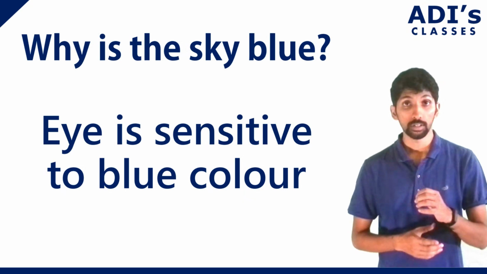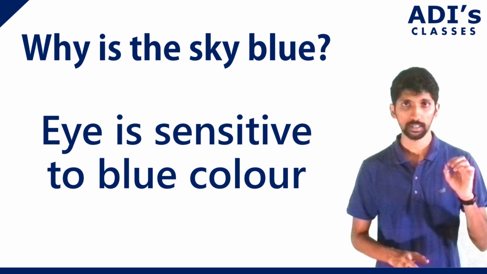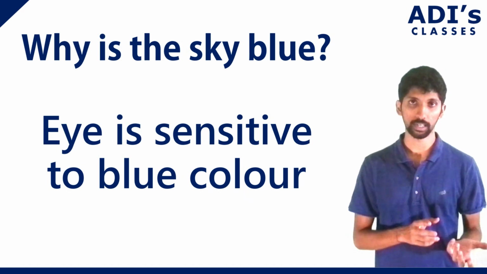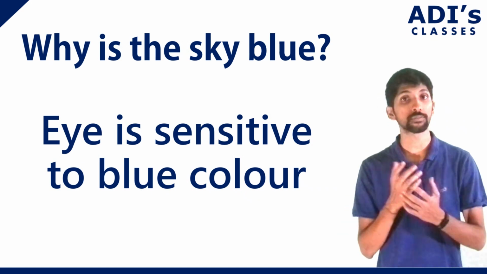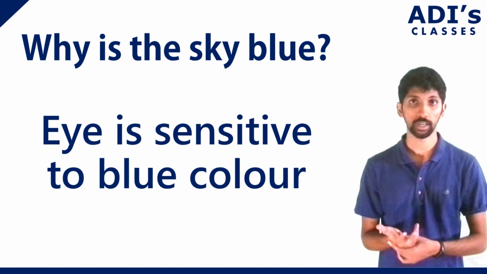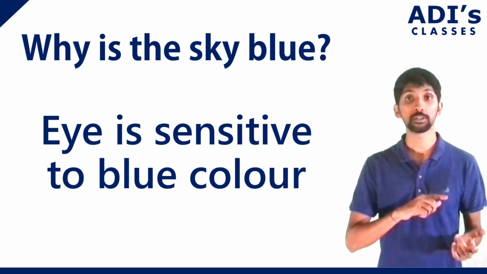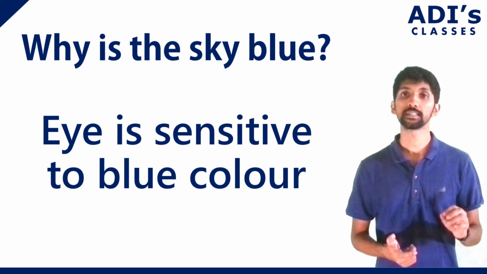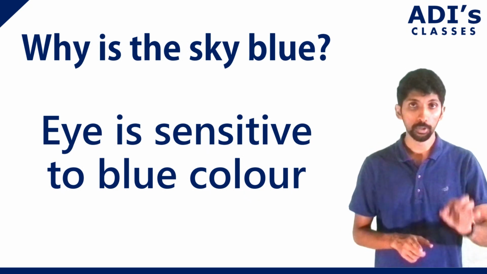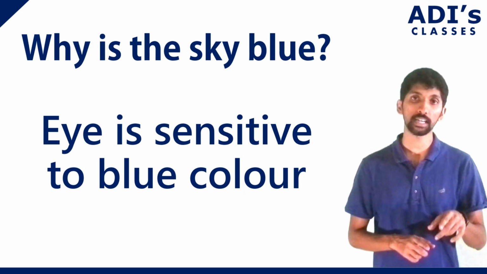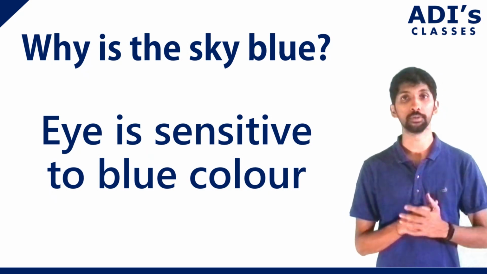Now, this also explains one more thing: the wavelength of blue light is almost half that of the red light. Since scattering is inversely proportional and it is the fourth power, the amount of scattering will become 16 times. That means the blue light is scattered 16 times as much as the red light. So this is the reason why the sky appears to be blue.